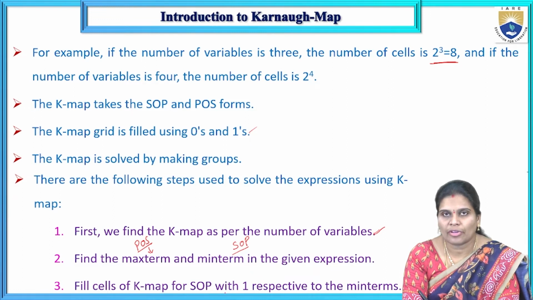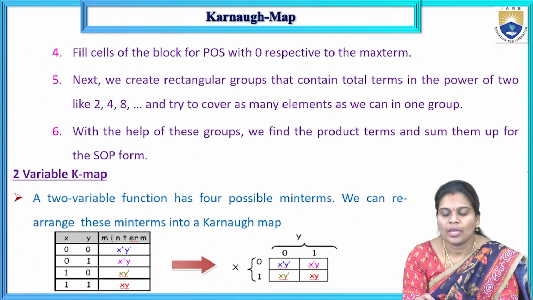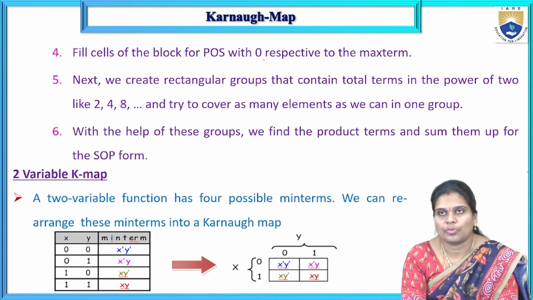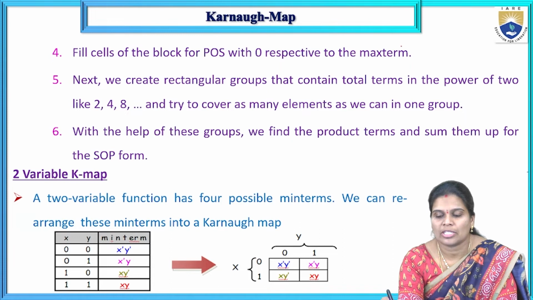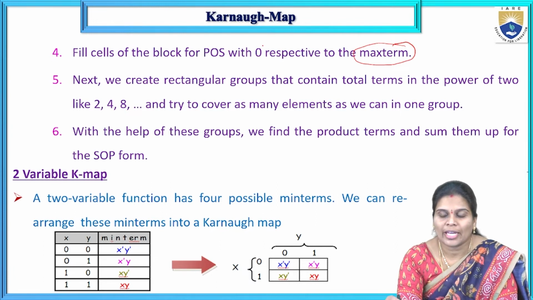Next one, fill cells of K-map for SOP with one with respect to the min term. If that expression is the min term, in that particular cell we fill with the 1. Next, for example, if we are taking the POS form, in that block or cell, fill that with the 0. That is the max term. So in this POS form, we are taking the max terms, and in that box we fill with the zeros. If you are taking the SOP form, that is the min term, so the block is filled with the 1.